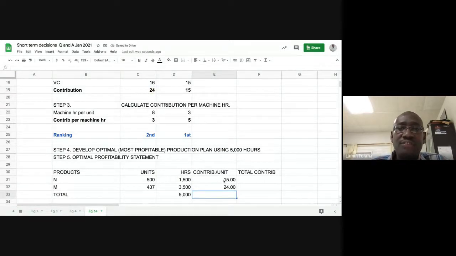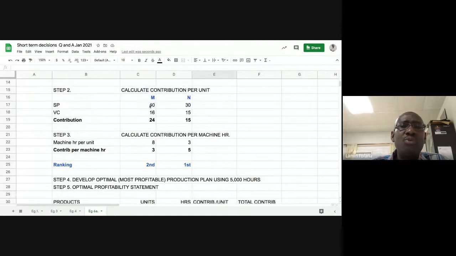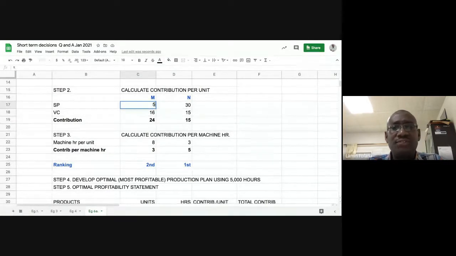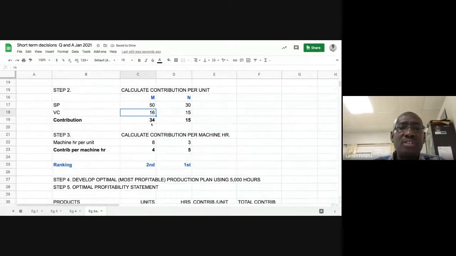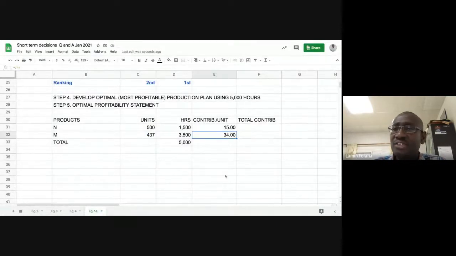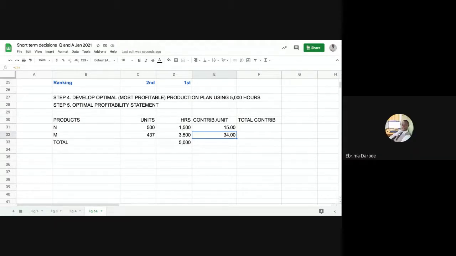So look at them. Our contributions are 15 and 24. Let's say we made a mistake when we were doing our contribution. Let's say the sales was supposed to be 50, but instead we entered 40. So let's change the sales to 50. Once you change to 50, look at what's going to happen. The contribution per unit has changed to 34. Look at it here. Has it not changed? Yeah, it's changed. Okay, very good.